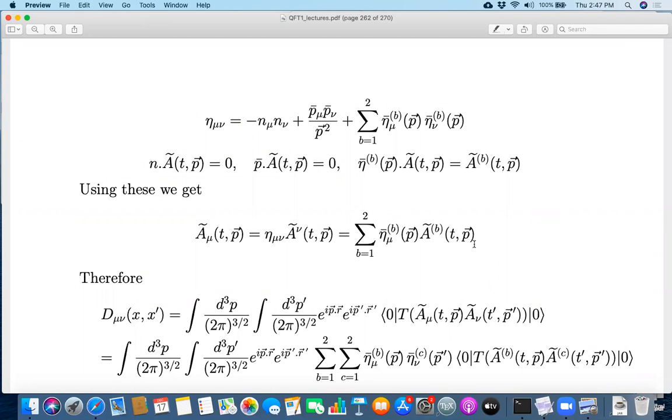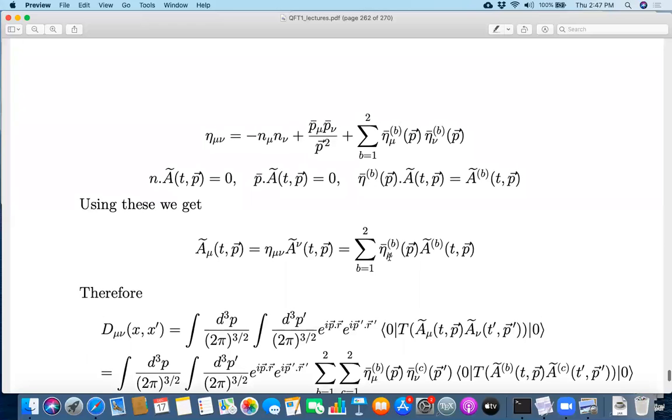And now we are going to substitute this in the expression for the propagator, the Feynman propagator of the photon. Okay, are there questions?